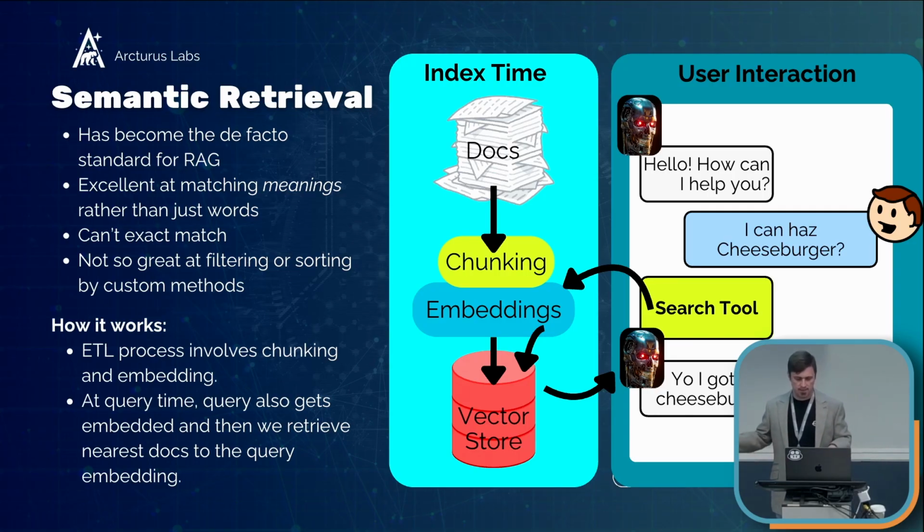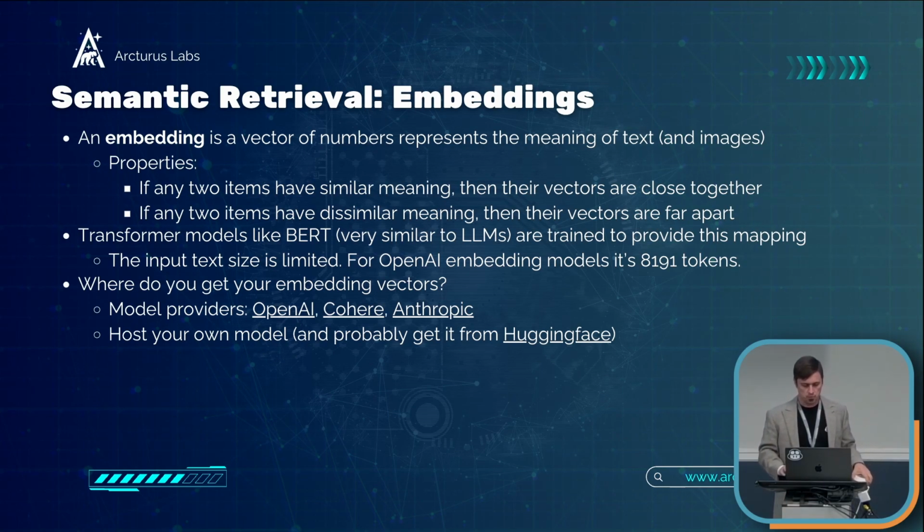The ETL process to get information in involves a couple of steps. You take your documents, you chunk them into pieces, and for each piece, you provide it to an embedding model and get the vectors back. That goes into your vector store. And then at query time, you're matching vectors to vectors, really. You take the query, put it through the same embedding model, match the vectors, and get the nearest documents out. That's basically how it works. So let's talk through those steps briefly.